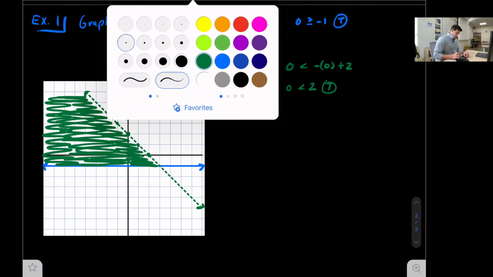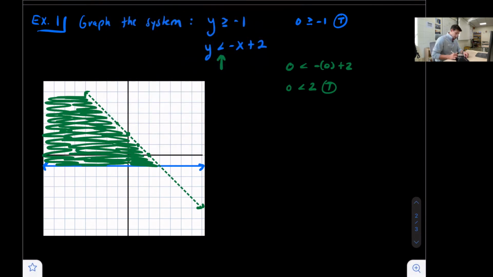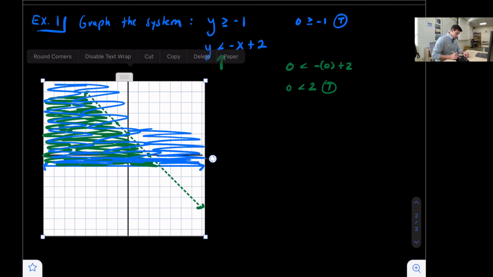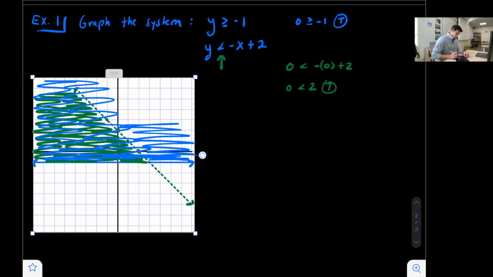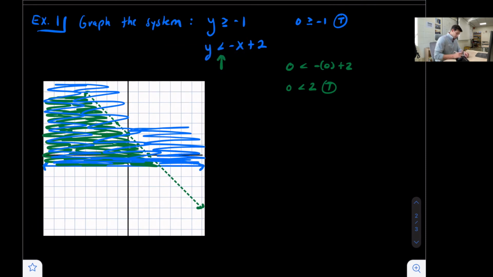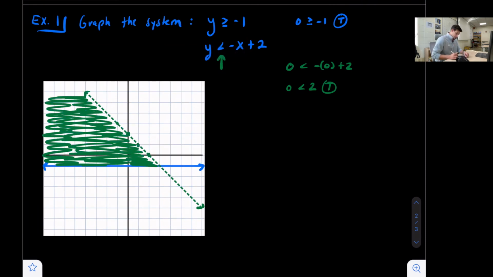And remember, when we shaded the blue line, we wanted all of this region above the blue line. Actually, let me take that away. So let's do it like this. We wanted all of the region above the blue line.